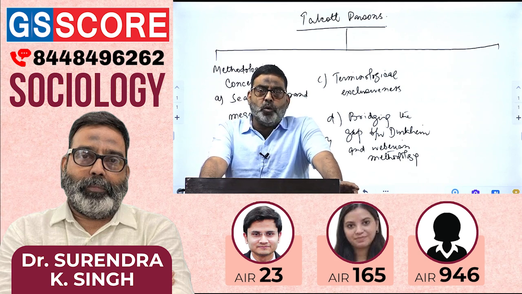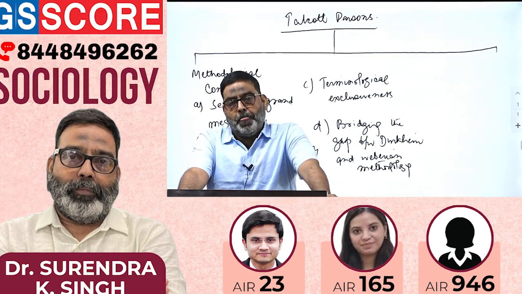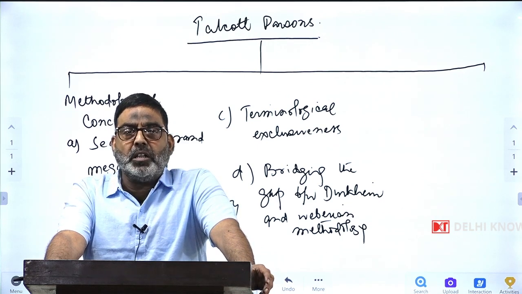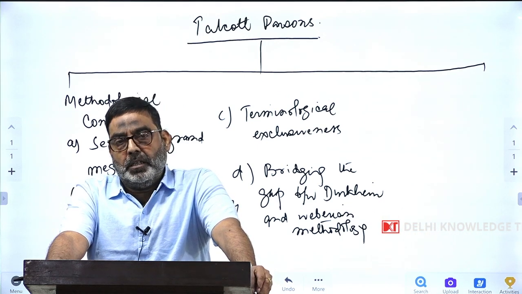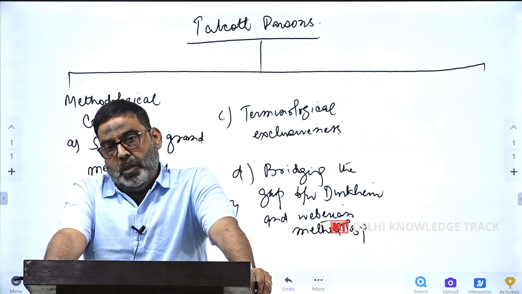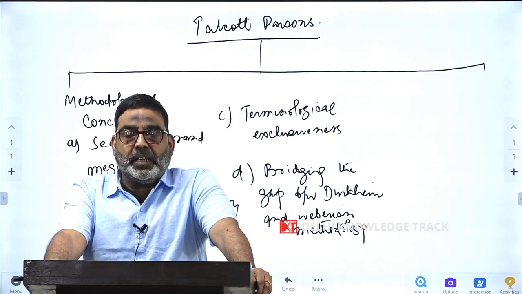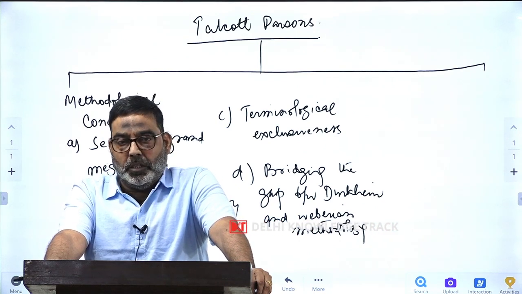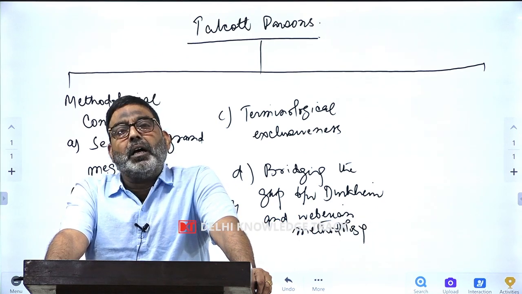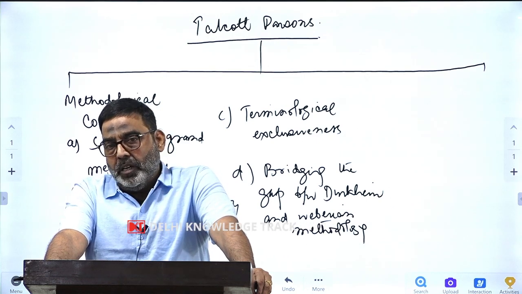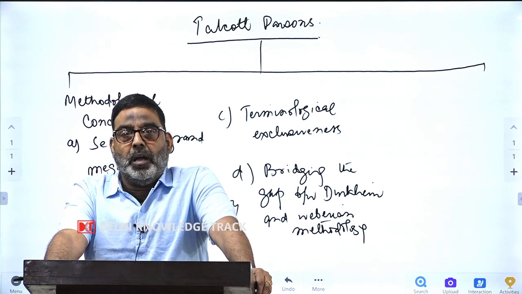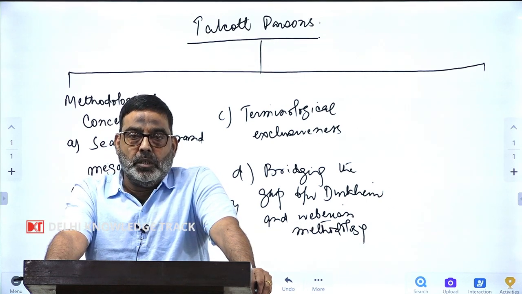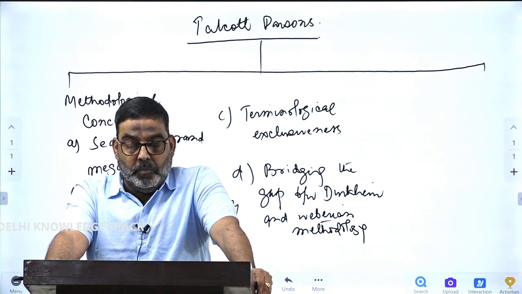And I had told you that if we are looking at the methodological perspective of Durkheim, Durkheim's methodology is for the subject, for the discipline, sociology. Weberian methodology is for the practitioners of the discipline, that is sociology. And that way, the comparative analysis between Durkheim and Weber in terms of methodological concerns was analyzed by us.